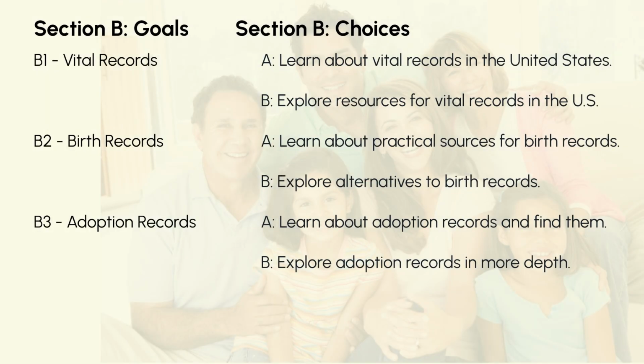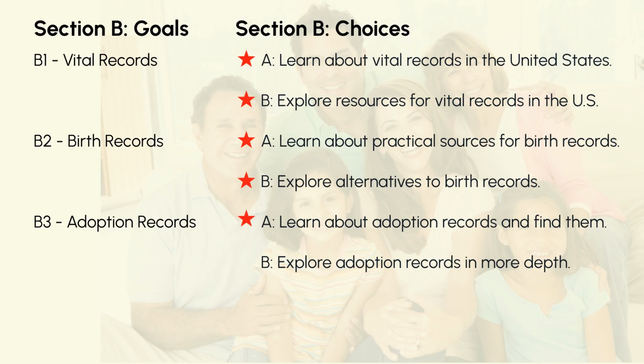In Goal B1, Choice A introduces the role of vital records in family history research and finding out when vital records were created for events. Choice B explains how to find records online, as well as how to order copies of original records. In Goal B2, Choice A describes where to look for birth records, and it discusses clues you can find in family Bibles. Then Choice B explains what to do when birth records can't be found.